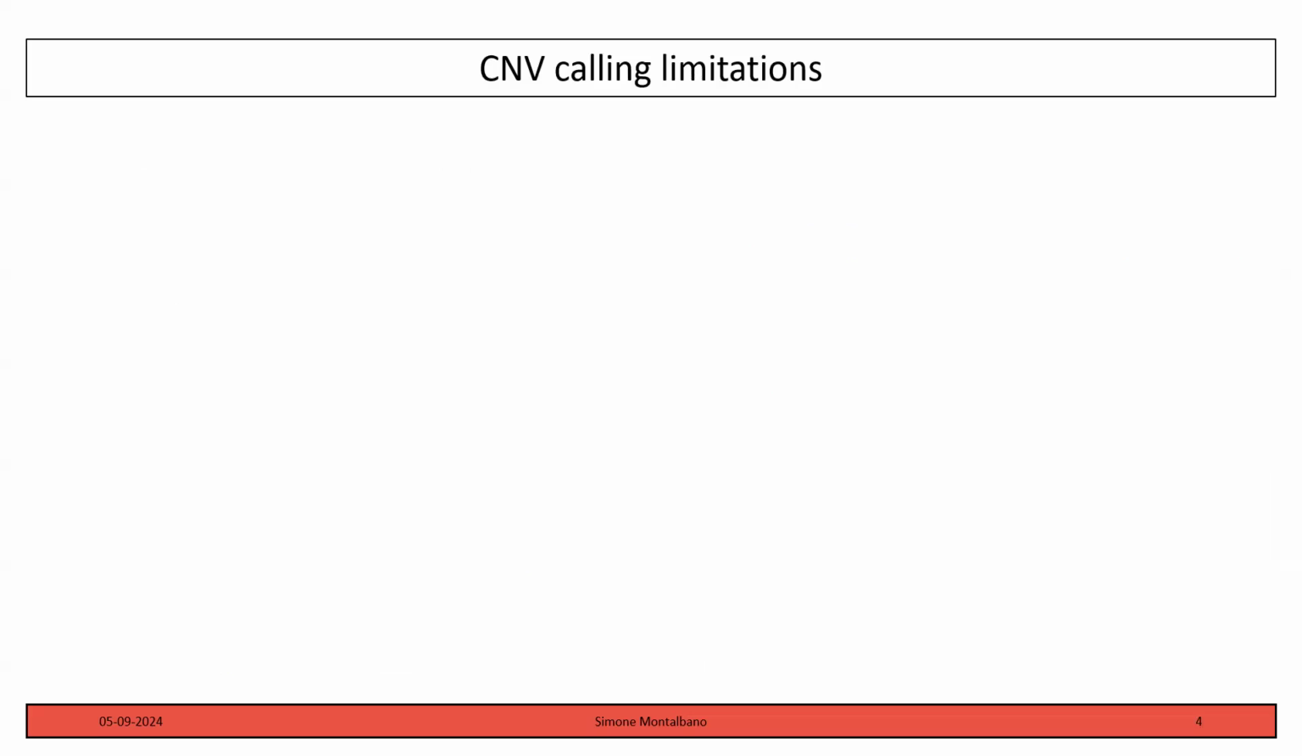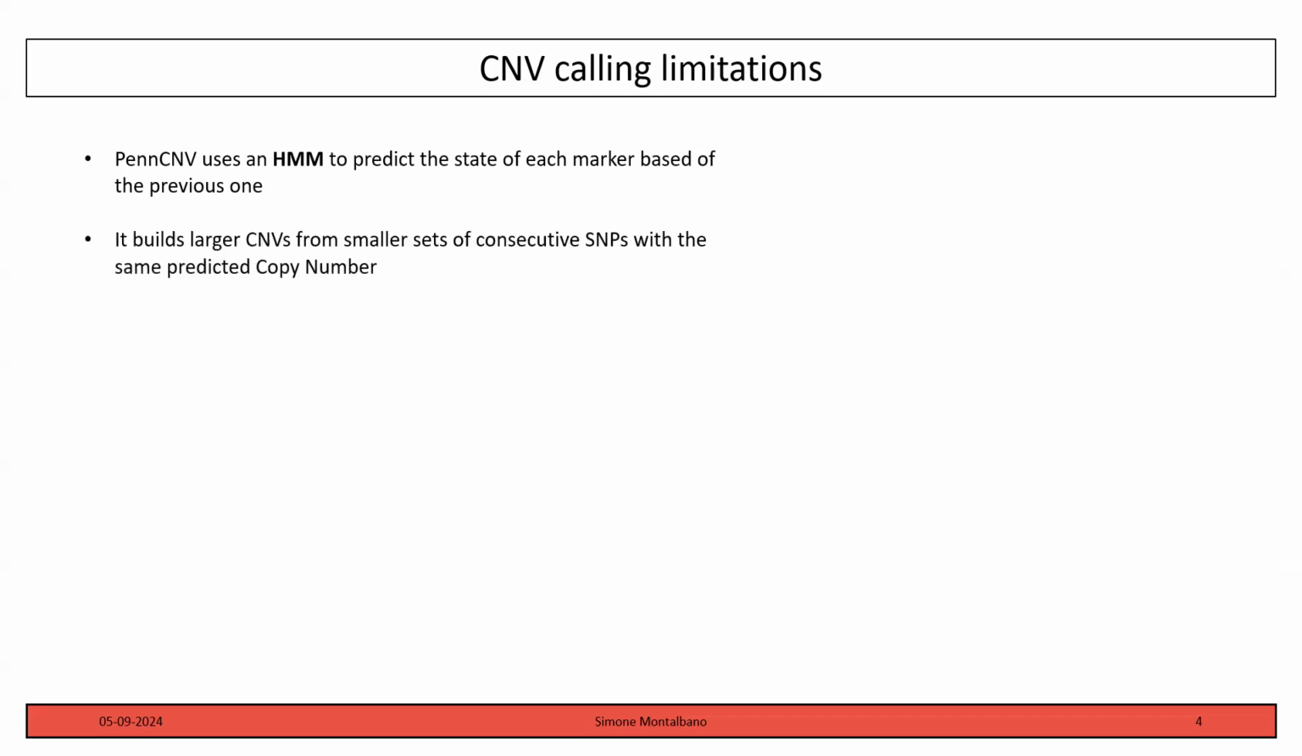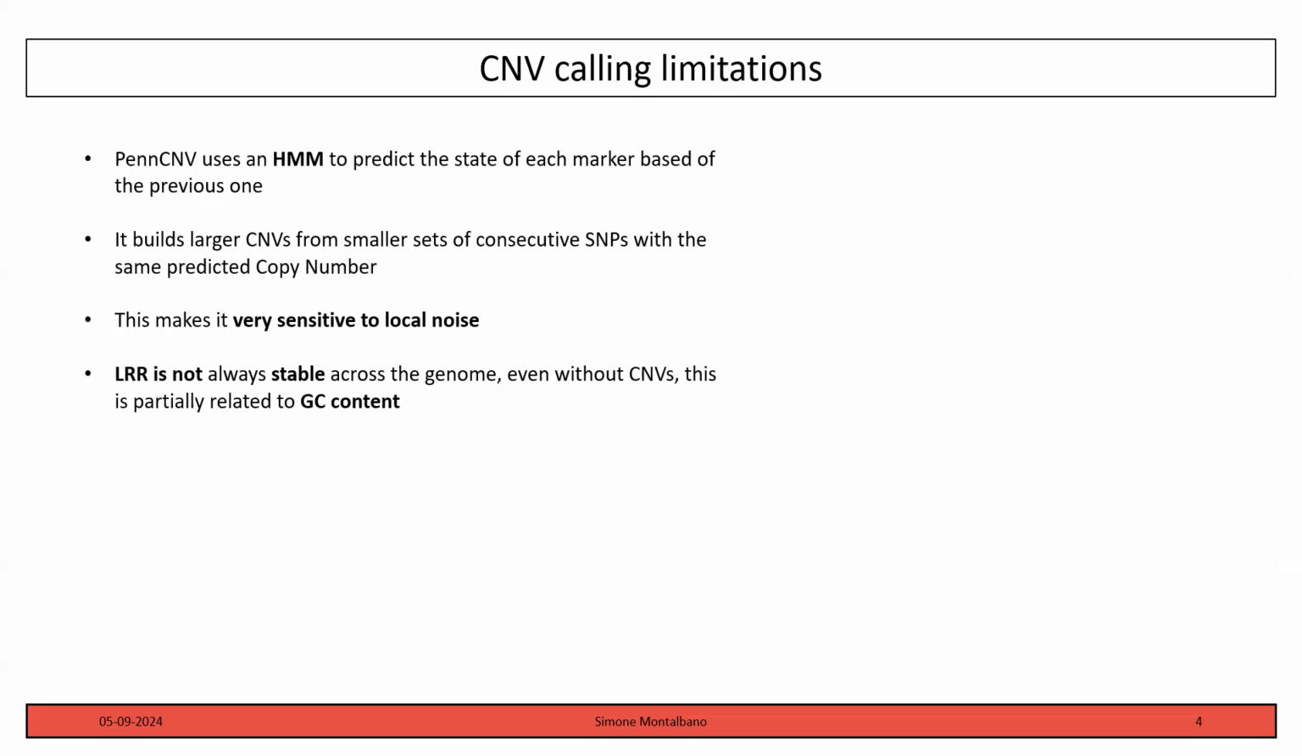So there are some limitations to it, of course, as you can imagine. This is mostly due to the architecture of the program. PennCNV uses a hidden Markov model to predict the state of each marker based only on the previous one, and then goes on to build larger CNV calls from smaller sets of consecutive SNPs with the same predicted copy number, allowing for some missingness in between. As you can imagine, this makes it quite sensitive to local noise.